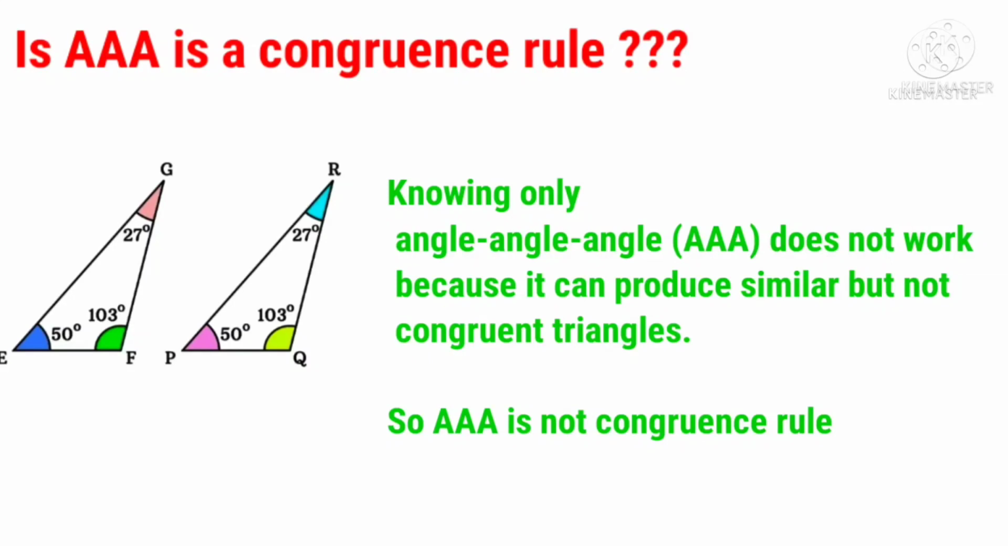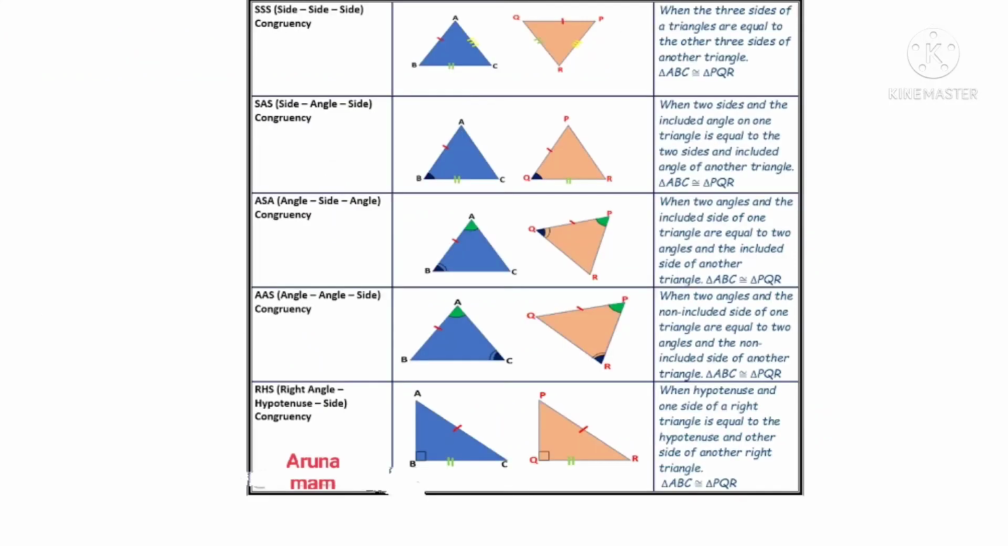Okay students, SSS is a congruence rule but AAA is not a congruence rule at all. So only these 5 are the congruence rules which we use in this chapter to solve problems. Side side side congruency, side angle side congruency, angle side angle congruency, and angle angle side, the non-included side congruency. Last one, right angle hypotenuse side congruency.